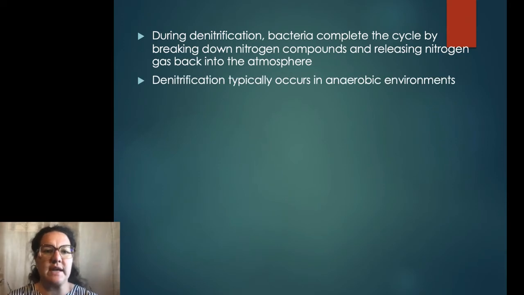So during denitrification, bacteria complete the cycle by breaking down nitrogen into compounds that are released back into the atmosphere or into forms that are usable by plants. Denitrification typically occurs in anaerobic environments. So this is environments where oxygen doesn't occur.